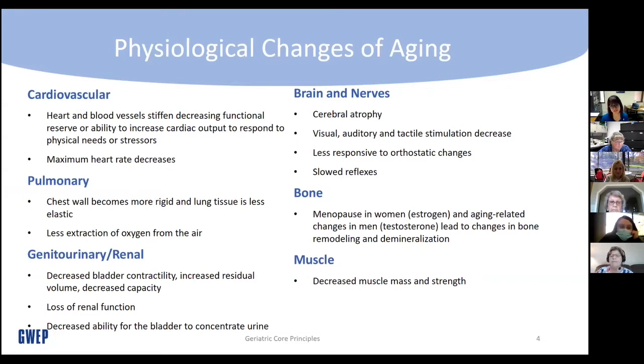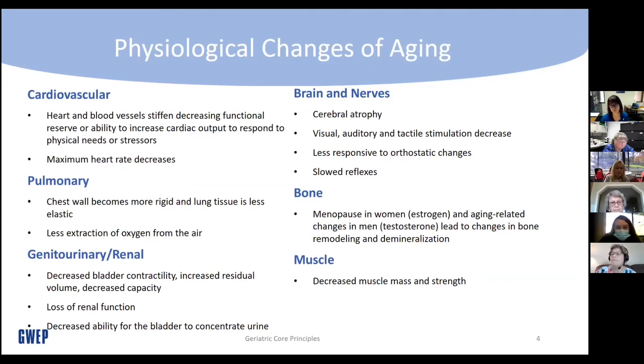How that puts us at a higher risk of developing chronic illnesses is that as we lose those pacemaker cells, there are other areas in the heart that say, hey, it's my turn, I'm going to take this up. And so they might jump in, putting a person at a higher risk of developing arrhythmias.